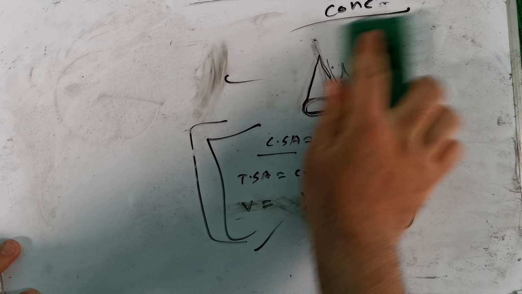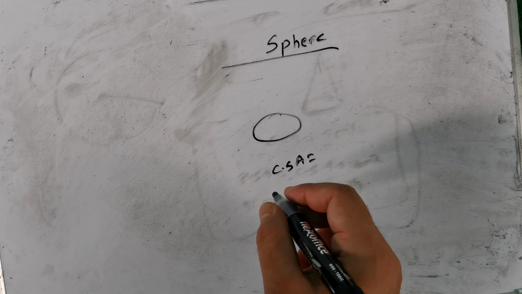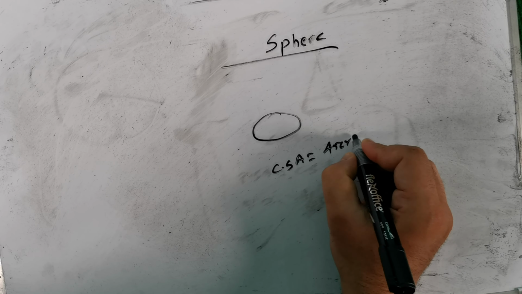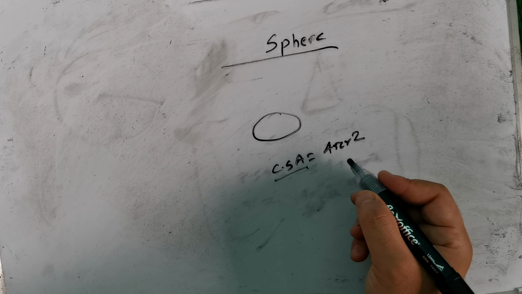And now let's talk about sphere. S-P-H-E-R-E, sphere. Our earth is a sphere. Our sun is also a sphere. It is not round, it is sphere in shape. So what is the curved surface area of a sphere? 4 pi r square is the curved surface area of a sphere.